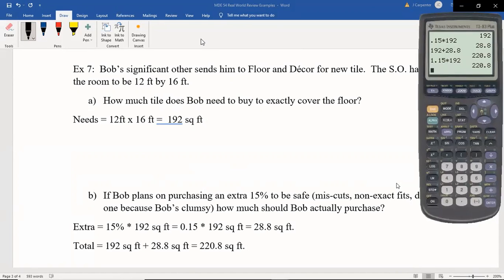So if you need an absolute minimum of 192 square feet, if you want to purchase 15% extra, you need 220.8 square feet. Maybe you're going to be ultra safe and say, I need 25% extra. 1.25 times the 220.8 means you should go and purchase 276 square feet. We're not going to be ultra safe. We're going to stick to the 15%.